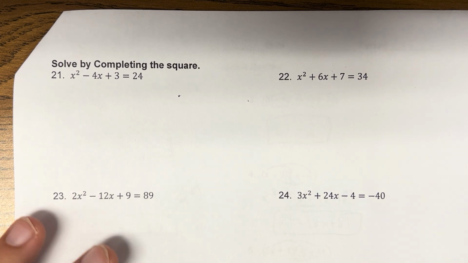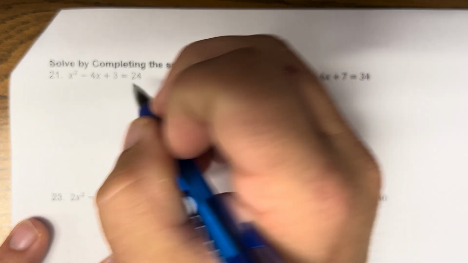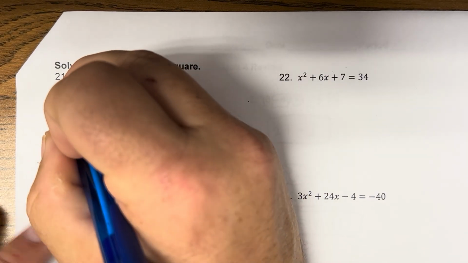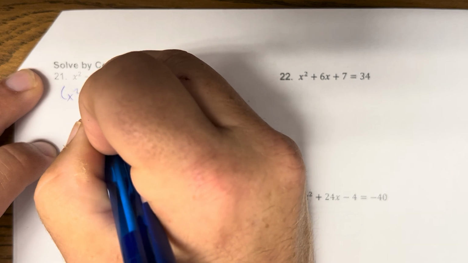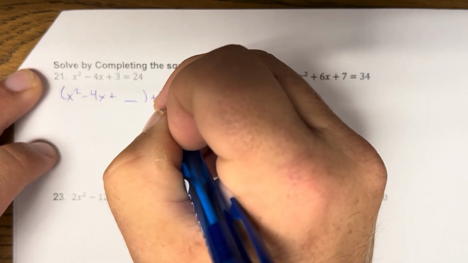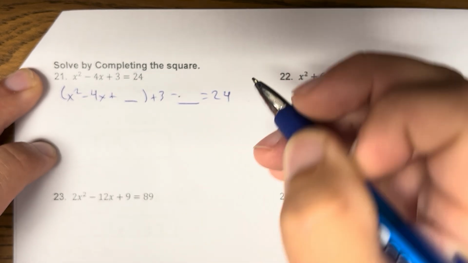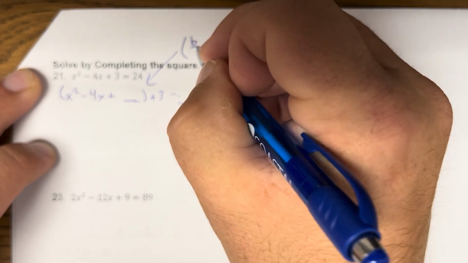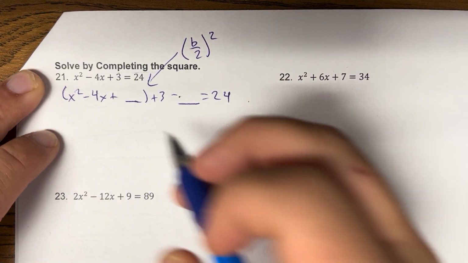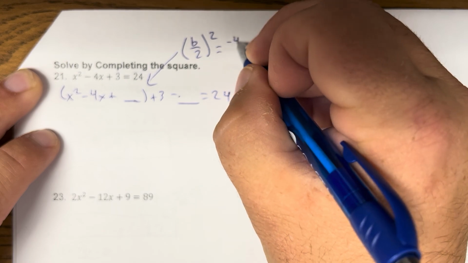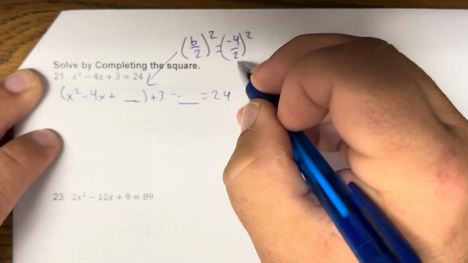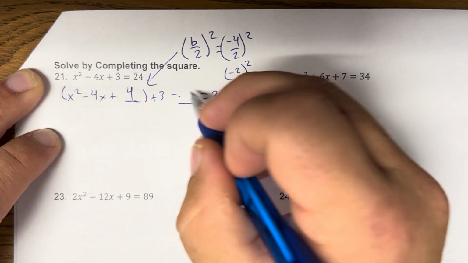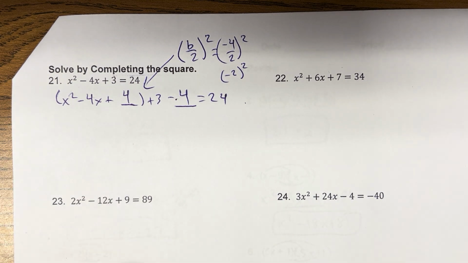Number 21, we're going to solve by completing the square. So on this one, you don't necessarily have to get everything to one side if you know you're solving with completing the square, but I do need to create some space. So x squared minus 4x plus blank plus 3 minus blank equals 24. This blank right here, as a reminder, is half of b, squared. And so on this one, my b is negative 4, so it's negative 4 divided by 2, that's negative 2, and square it, that's going to be a 4. So we'll add 4 there, but then we'll subtract 4 out here because we have to keep our equation balanced.